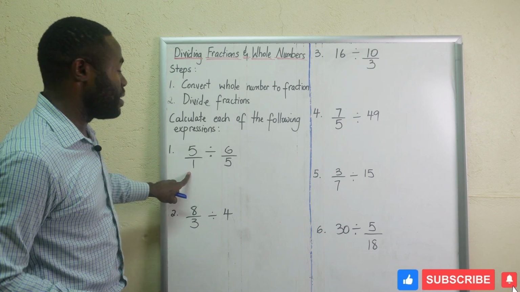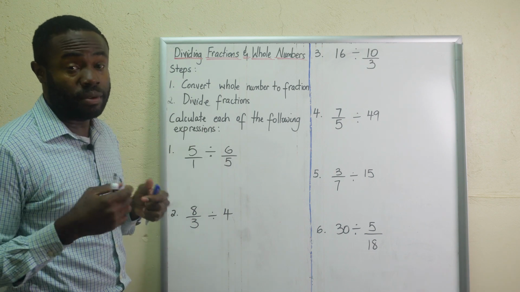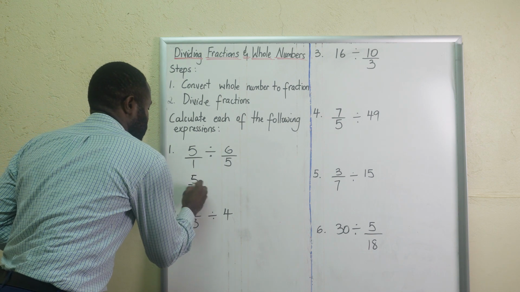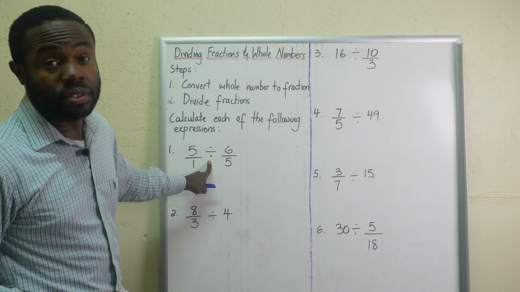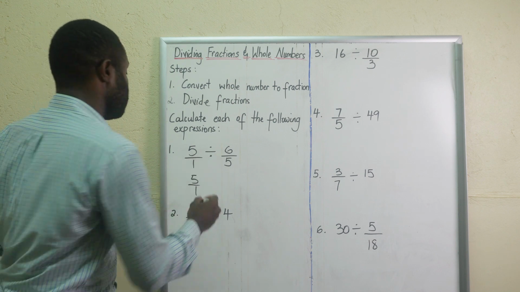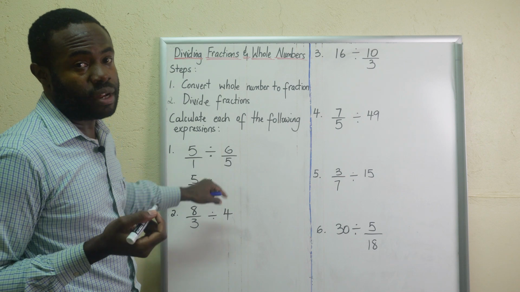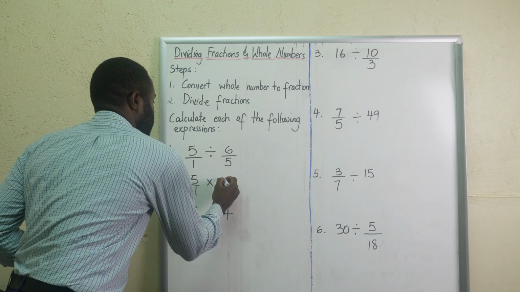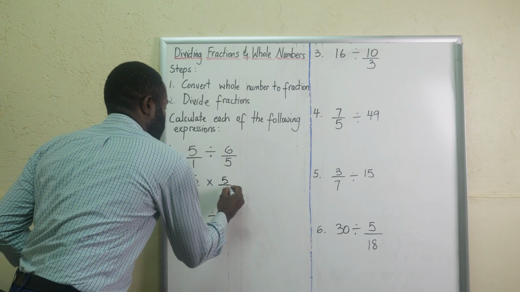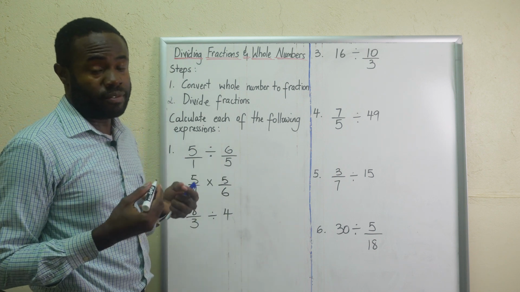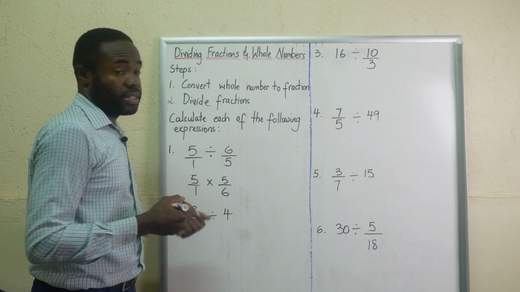The steps in dividing fractions are: one, you keep the first fraction as is. So let me write that. So it's going to be 5 over 1. Then you change the division to multiplication. And then you reciprocate the second fraction. That will make it now 5 over 6. So here we have 5 over 1 times 5 over 6.